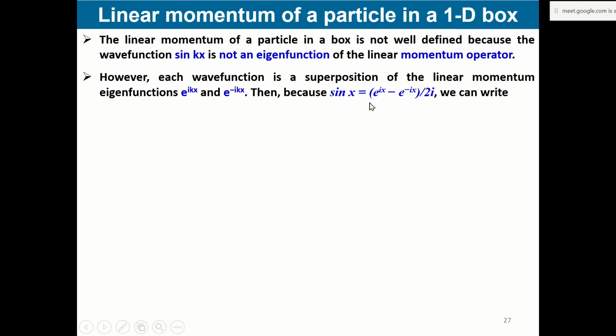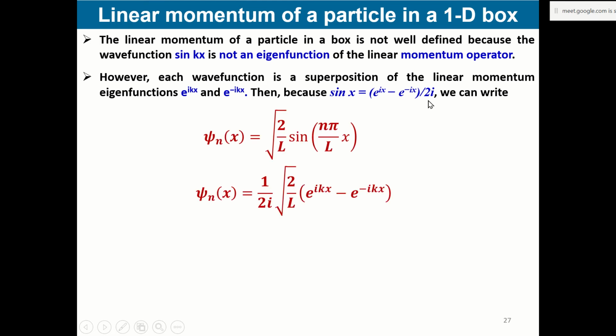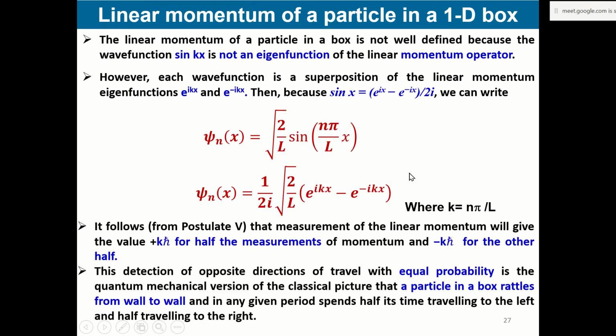And regarding linear momentum, the function that we found for the particle in a one-dimensional box is a sine wave, and the sine function is not an eigenfunction of the momentum operator. So to find the momentum, we can express it using Euler's theorem. If you write it that way, half the measurements will give you minus k h cross, half the measurements plus k h cross. So there is equal probability of finding the particle traveling in the plus and minus x directions.